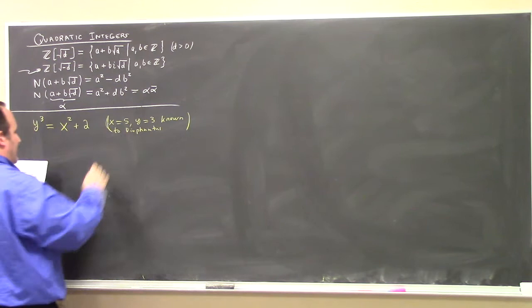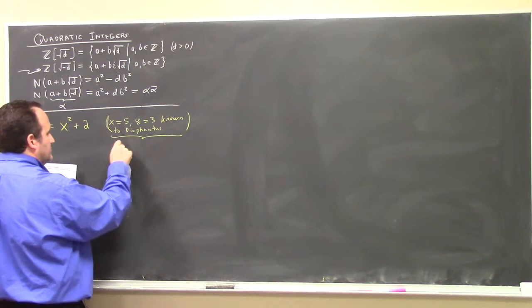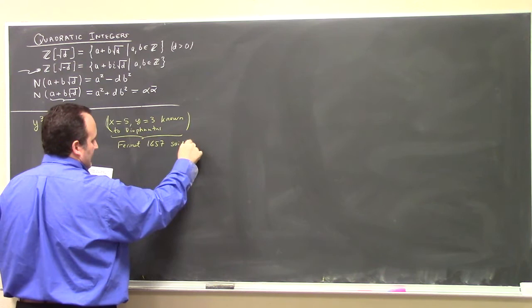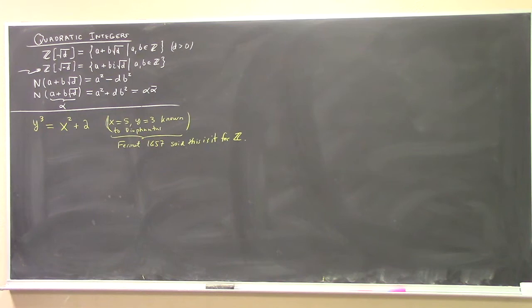So you probably can guess who then picked the problem up again. Fermat, in 1657, claimed that there does not exist any other solution. Fermat said, this is it for Z. Again, there are many rational solutions, that was known. But for integers, treating this as a Diophantine equation, that's it, Fermat claimed. As usual, Euler actually proved the claim in 1770 by assuming the unique prime factorization of Z adjoined the square root of minus 2. So let's look at Euler's argument.